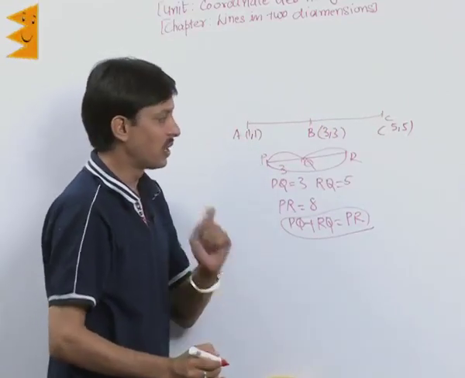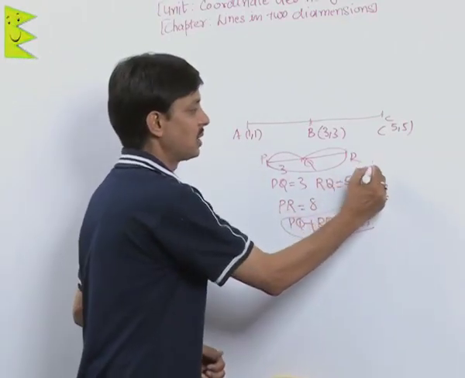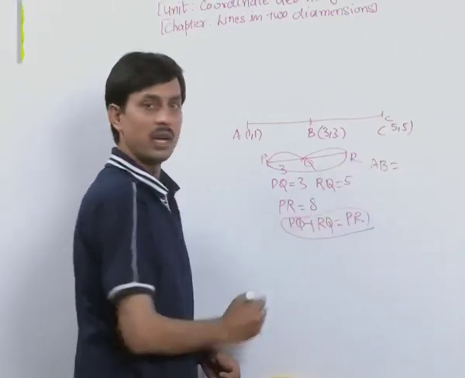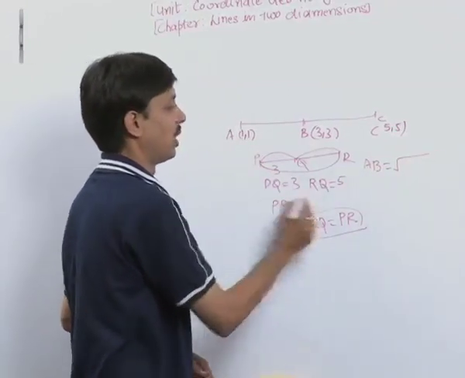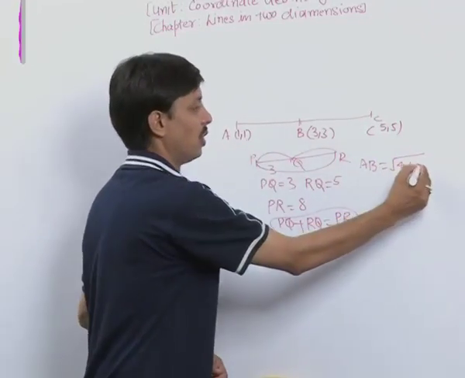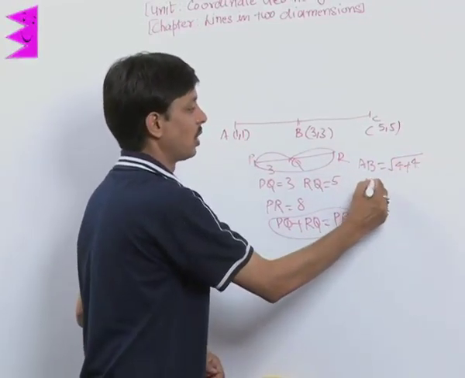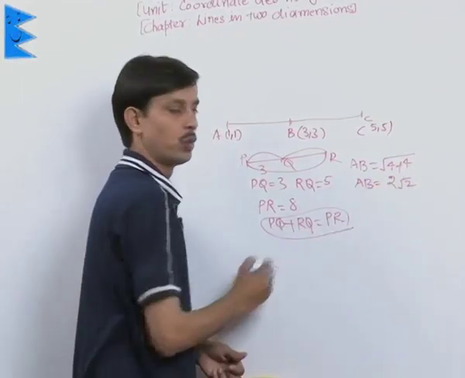We will first calculate the distance between the points A and B. So distance AB, using the distance formula, is 3 minus 1, 2, its whole square is 4. So the answer of AB is 4 plus 4, 8, which can be written as 2 root 2.